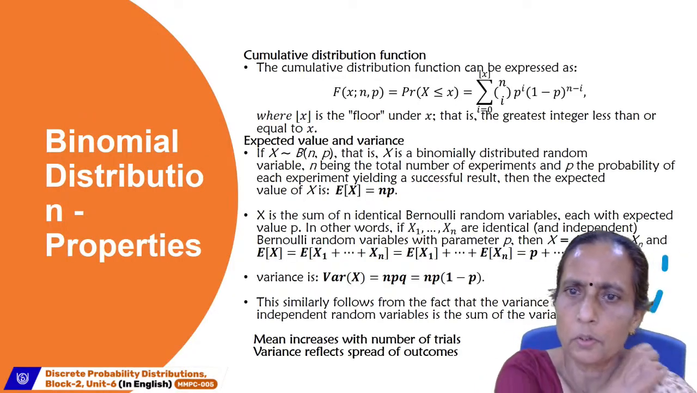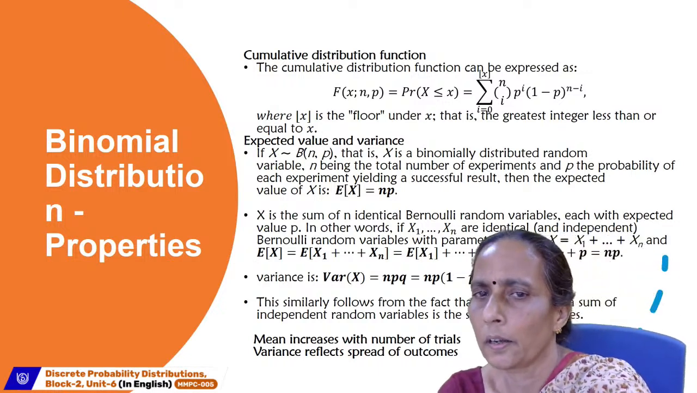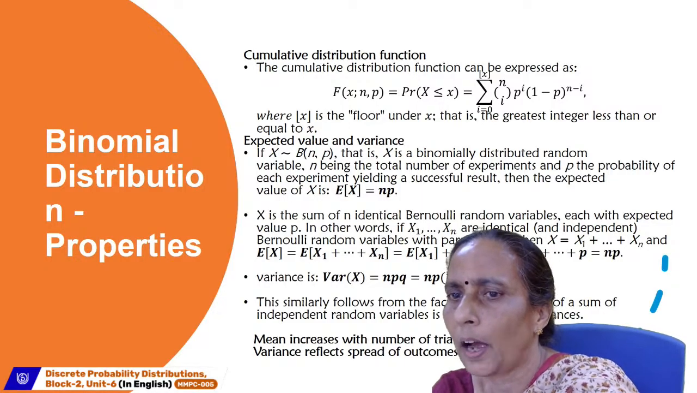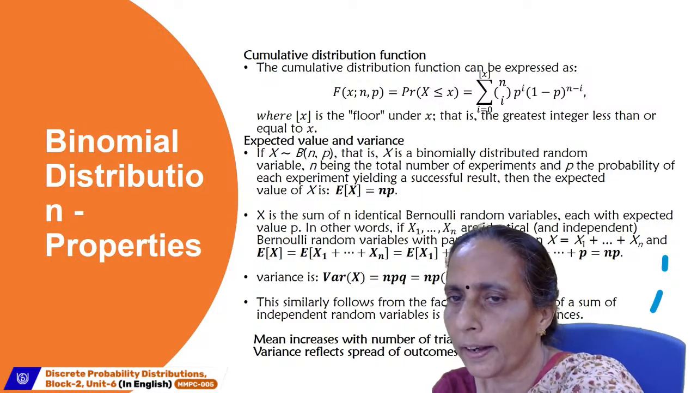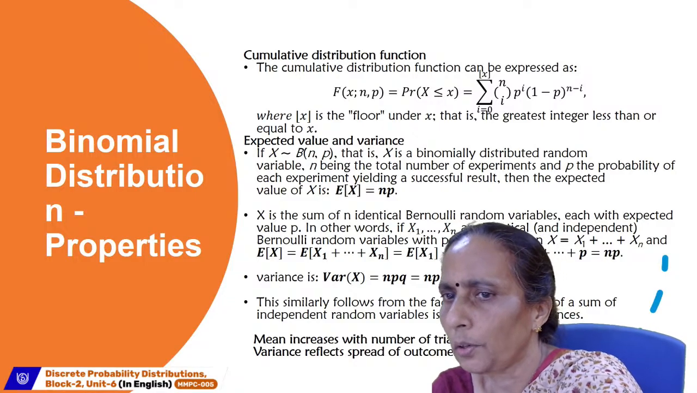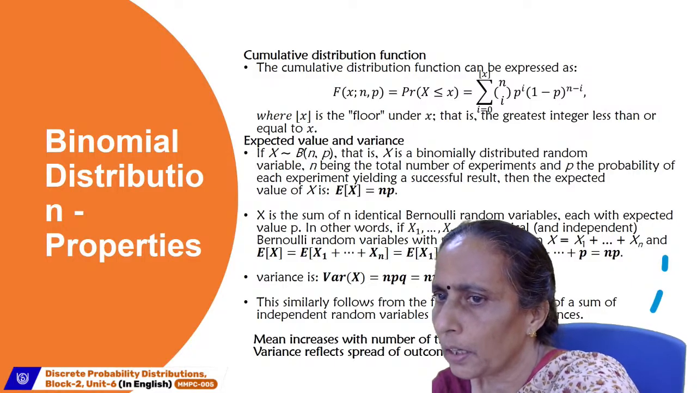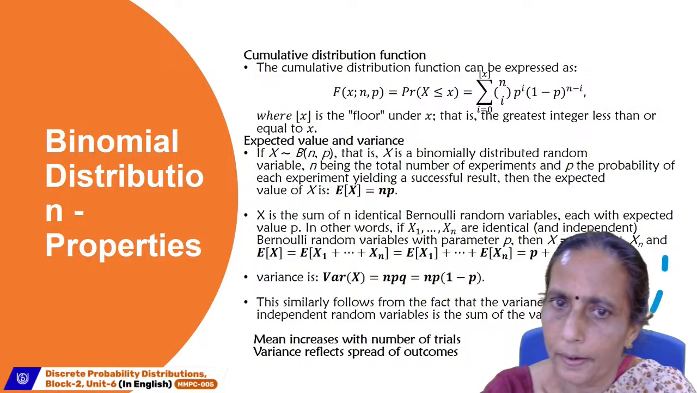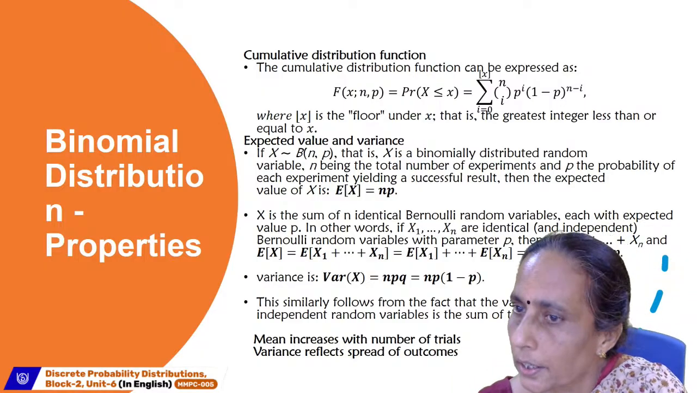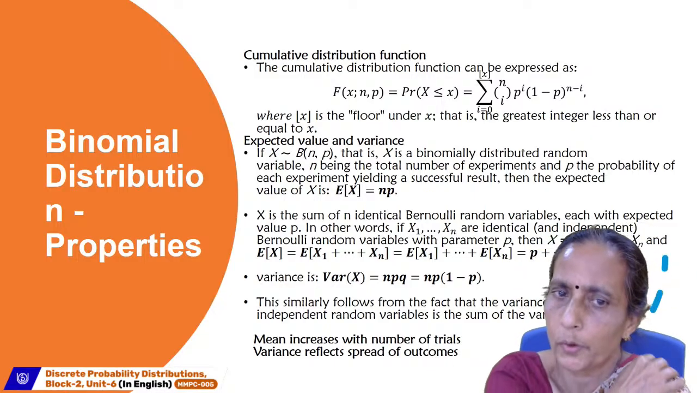So the cumulative distribution function in case of your binomial distribution is denoted as the summation over i equal to 0 to floor of x, nCi p to the power i into 1 minus p to the power n minus i, which is the probability that x is less than or equal to x, where floor of x is the greatest integer less than or equal to x.